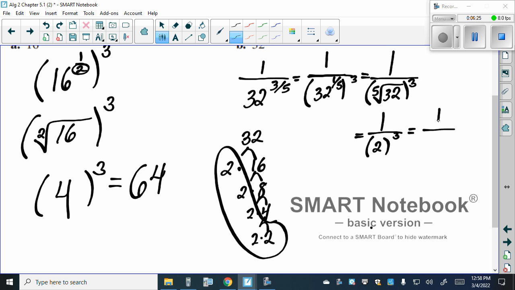Well, the last thing we need to do is simplify. We need to find out what 2 to the 3rd is, and 2 to the 3rd is 8. So the final answer is actually 1/8.